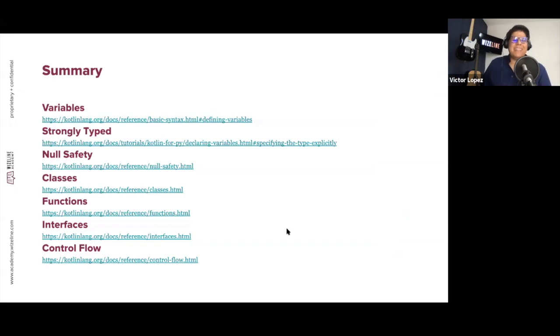Well, basically that was the quick review about Kotlin. I know all of you know Kotlin, but I want to have this summary to check what we saw. So we saw variables, strongly typed, null safety, classes, functions, interfaces, and control flow. I also added the links to the official documentation. And as you may know, these slides will be shared again in the email that the Android team will send, okay? So you can check this documentation later.